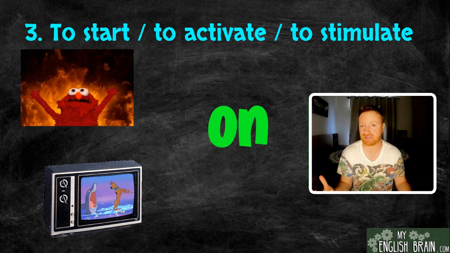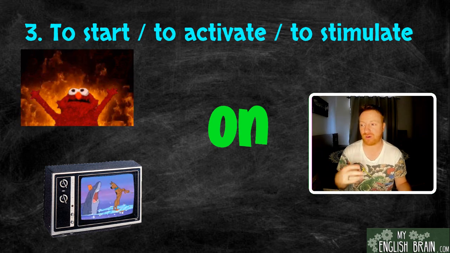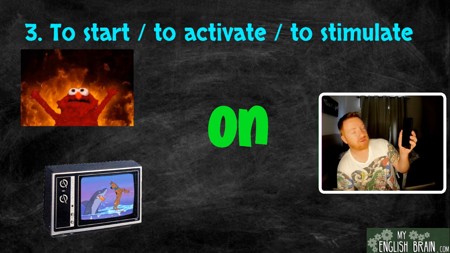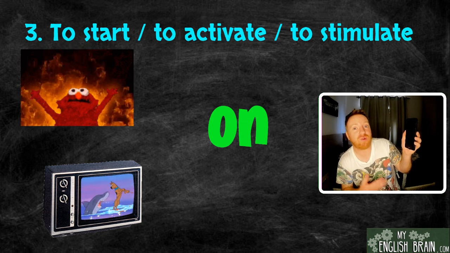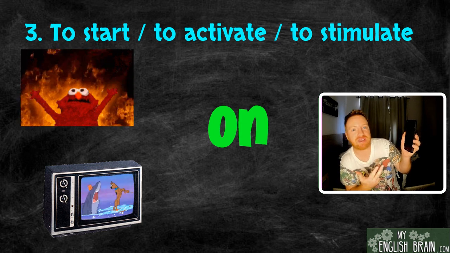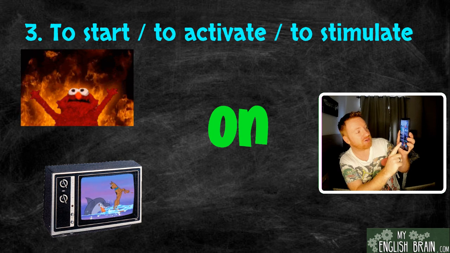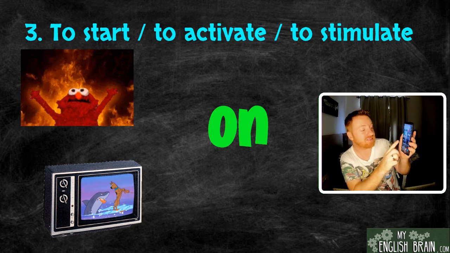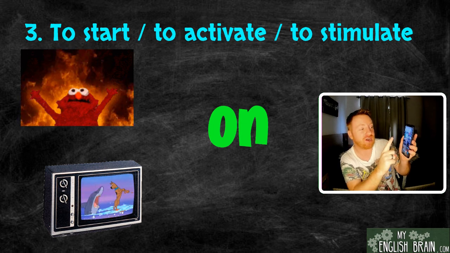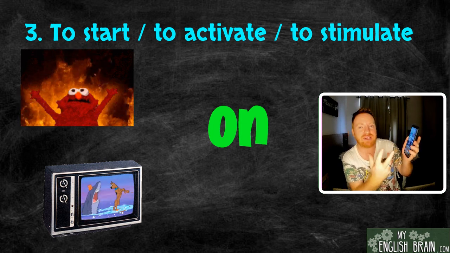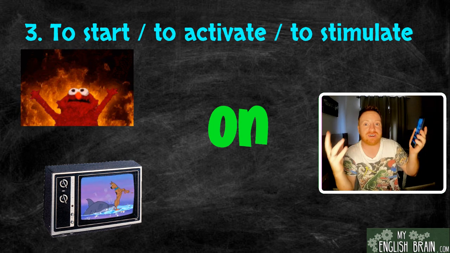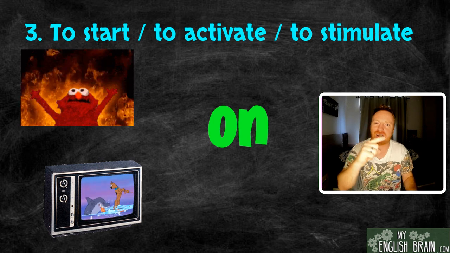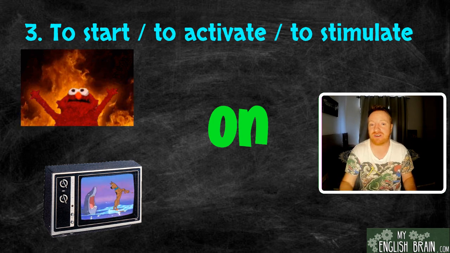Now, the third reason that we use on in phrasal verbs is to give the idea that we are starting something, or activating something, or stimulating something. Now, if you think about your phone, my phone is not activated. So what do I need to do to activate the phone? I need to touch the phone, and I need to put my finger on the phone. So when I have this contact and I put my finger on the phone, that stimulates the phone. It brings it to life. It starts it. It activates it. So that's why we use on, this idea of contact, to indicate when we start something.